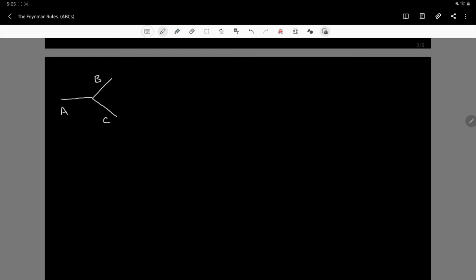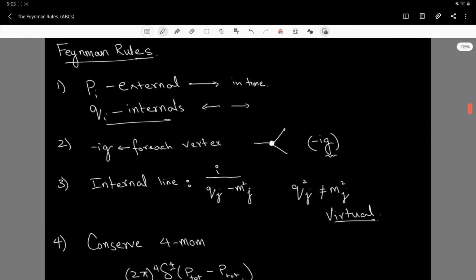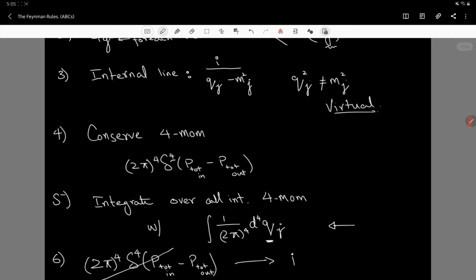Now, according to these rules that I just wrote up over here, 1, 2, 3, 4, 5, let's look at number 1. So you have to label the external lines with p i, and you have to label the internal lines with q i.